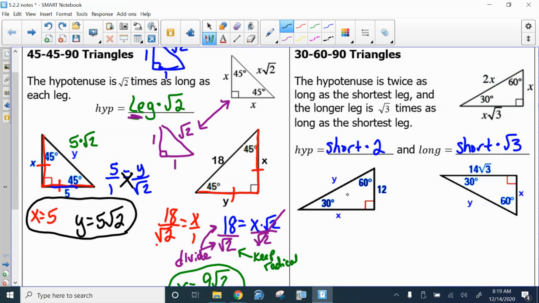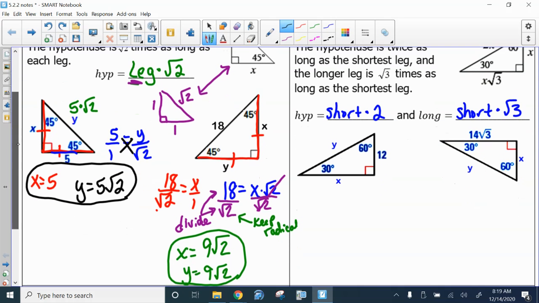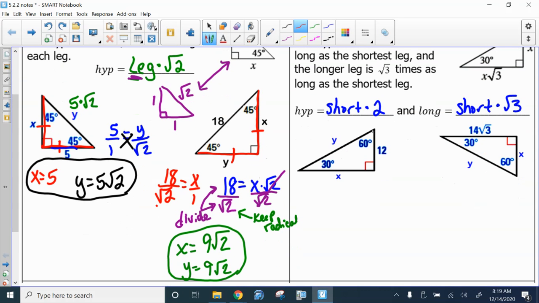So if we try to do that with this picture here, our short leg would be the 12. The hypotenuse would be the y, and that means the x would be the longer of the two legs. So if I want to find my hypotenuse, the y value, I would just take the short leg times 2. So that means y has to equal 24.